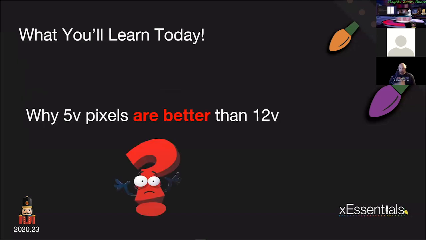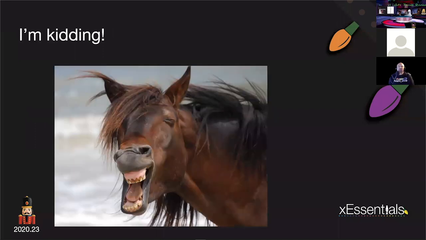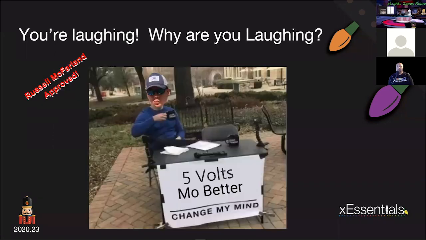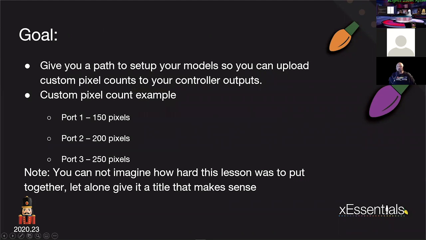So with that being said, tonight we're here to teach you how or why 5-volt pixels are better than 12-volt pixels. So no, actually, I'm just kidding. You all better be laughing right now. But seriously, if you're laughing, why are you laughing? Because 5 volts are actually better, and I approved this from Russell. So with that, we're going to go ahead and get started, because I feel like this is going to be a relatively great topic to begin with.